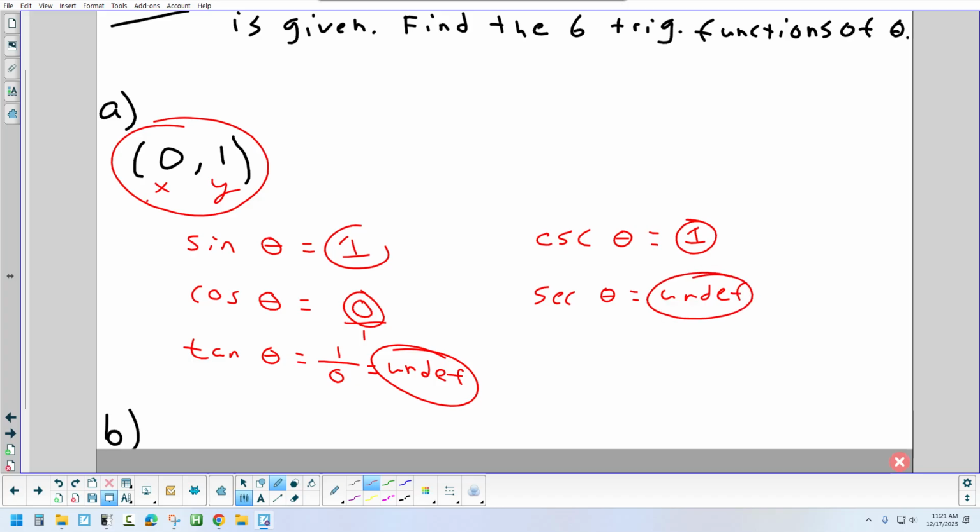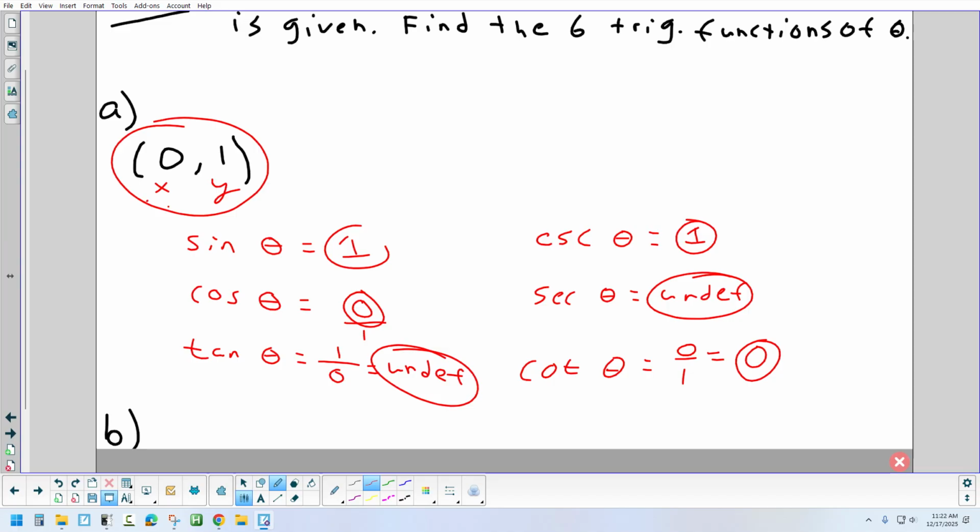Yes. Okay. And what's the name of the trig function that you get when you flip the tangent? Cotangent. And what do we get for an answer for the cotangent? Yeah, 0 over 1. And what does 0 over 1 simplify to? 0. Okay. So those are the 6 trig functions of the angle represented by that coordinate. And again, we know the coordinate is 90, and we know the angle is 90, but that's not necessary to know.